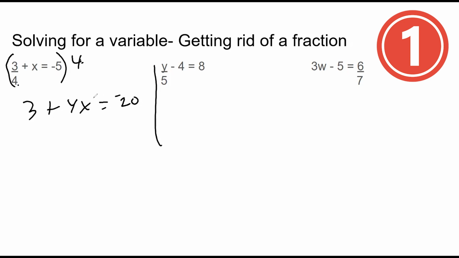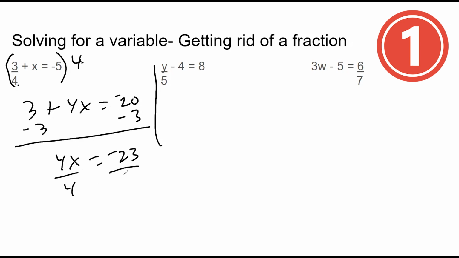So I was able to get rid of that fraction. Now I just solve it like I did before. Negative 3, negative 3. So I get 4x equals negative 23. I'm going to divide by 4, and I get x equals negative 23 over 4. Now, if I want to change that to a mixed number like a good math geek, I would. I get negative 5 and 3/4, because 4 goes into 23 5 times with 3 left over, 4 on the bottom.